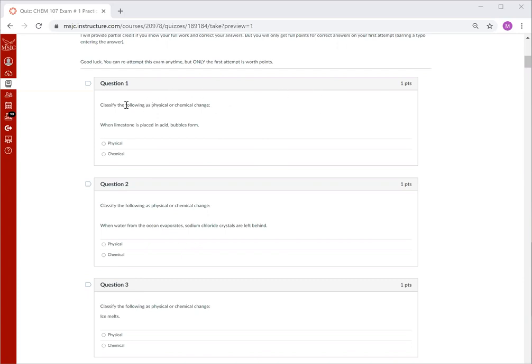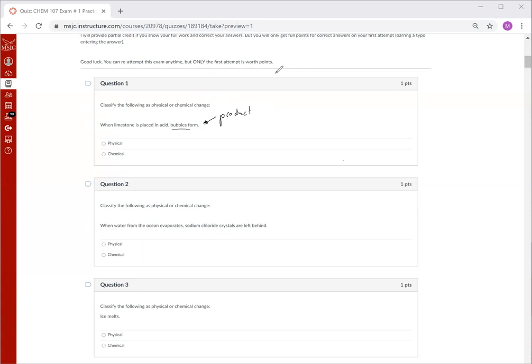So in the first case, we're asked to classify the following as a physical or chemical change. Let's read through the question. When limestone is placed in acid, bubbles form. What is this an indication of? The formation of bubbles, what does that tell us? What are we making? If we're generating bubbles, that's a sign that we're generating a product, and we're generating a new chemical species with different physical and chemical properties.